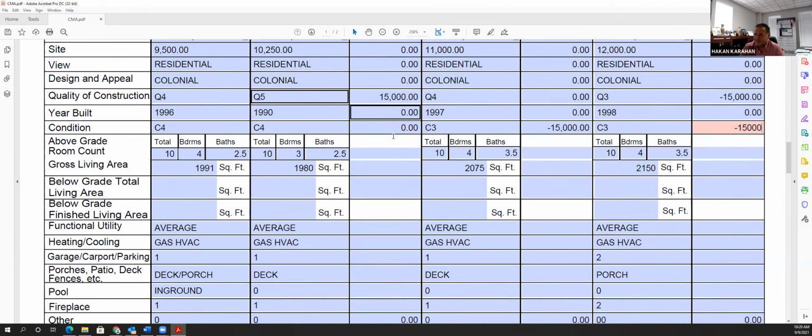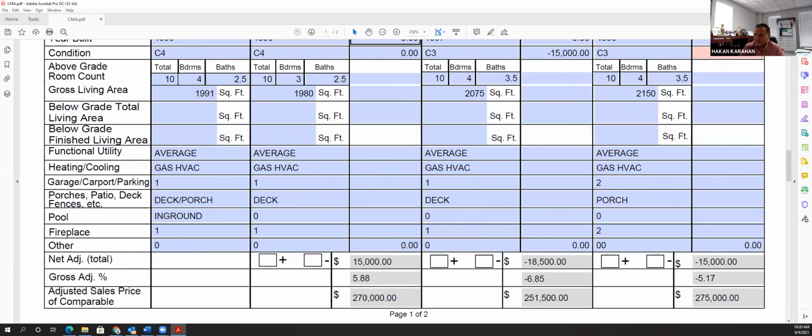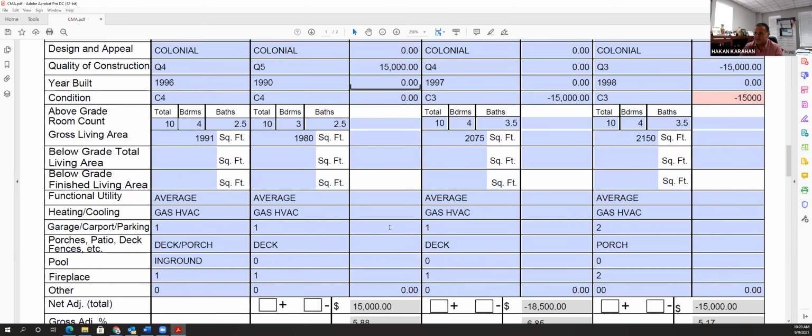Now, as we're doing these adjustments on the bottom, you will see how the properties are adjusted and where they are getting credit. So these three numbers will be our average numbers. Let's say at this point, we have 275, 251, and 270. The average price seems to be about maybe 270 to 271 at this point. So let's go back up here.